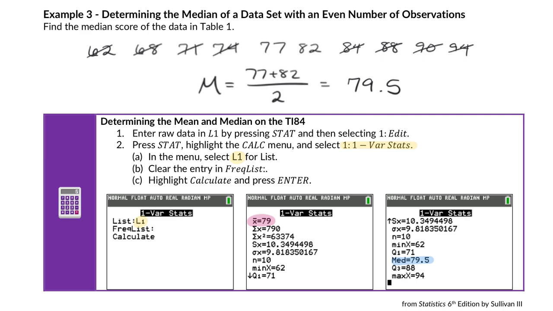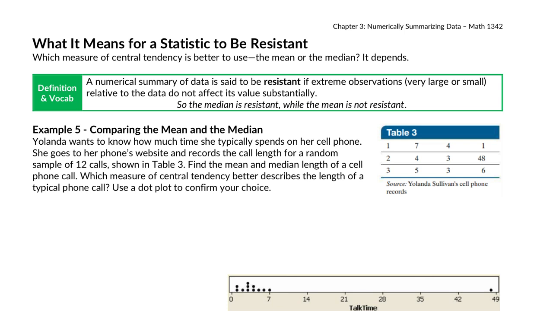Now, one of the central ideas of looking at data and looking at statistics in a good way is to make sure you understand the concept of statistics being resistant. Here's a new vocabulary word for us today. Which measure of central tendency is better to use? The mean or the median?